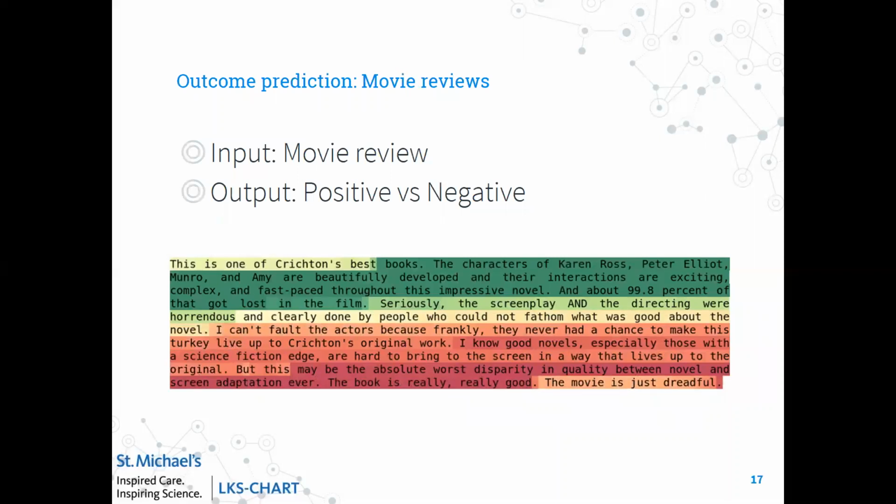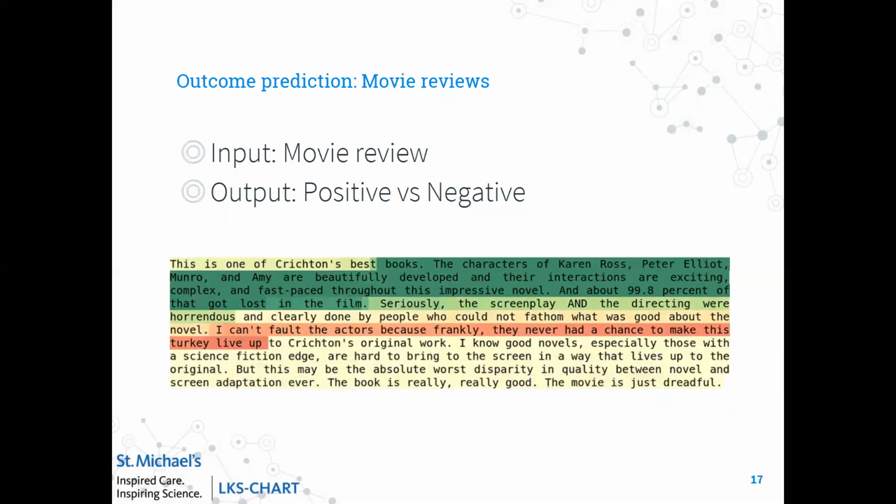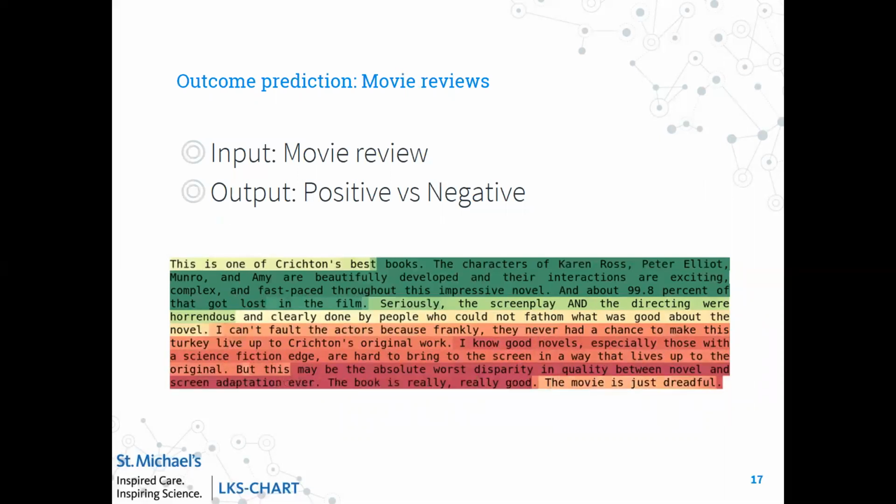And you'll notice that the polarity, so whether the review is positive or negative, changes as the RNN sees more of the text. The review starts out as positive in the beginning, and then as the RNN sees more of the text, it switches to negative towards the second half of the review.